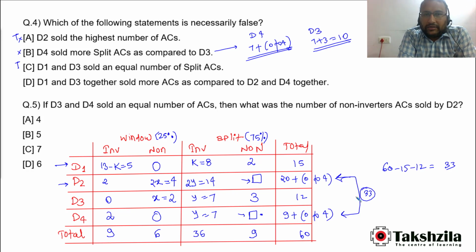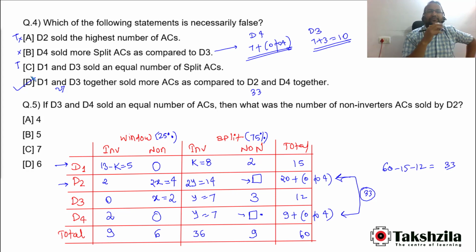So D1 and D3 together sold more ACs compared to D2 and D4. D2 and D4 is equal to how much? D1 and D3 is equal to 15 plus 12, that is equal to 27. And D2 and D4, this addition is going to be 33. So over here 27 is more than 33. This is definitely false. So for question number 4, we are going to mark option D.